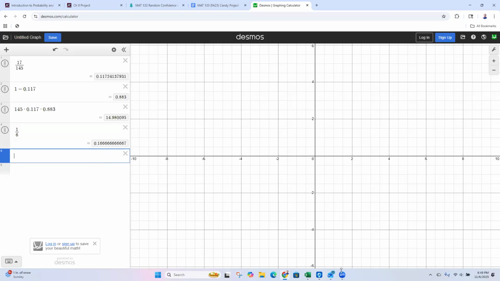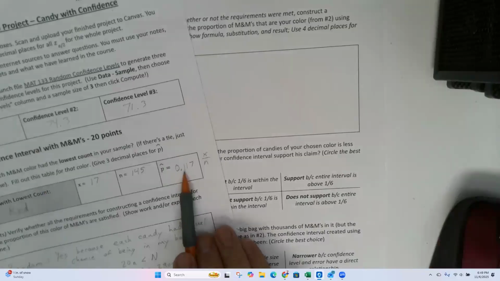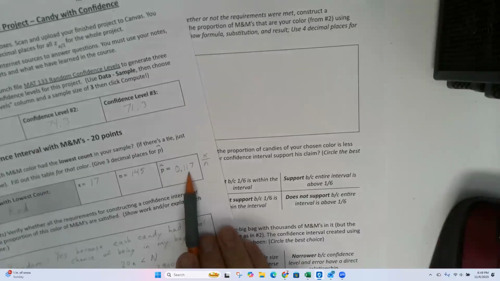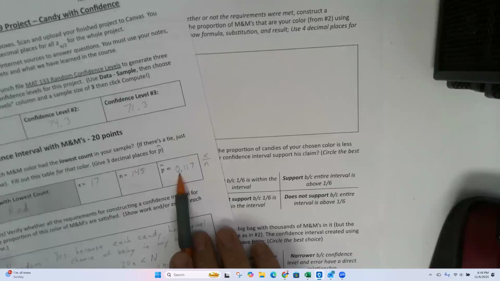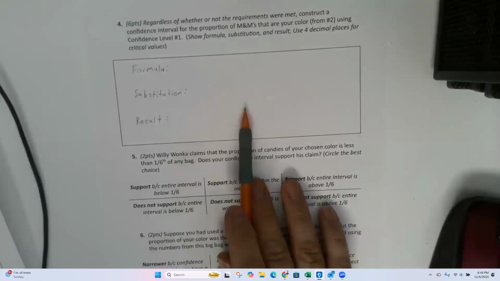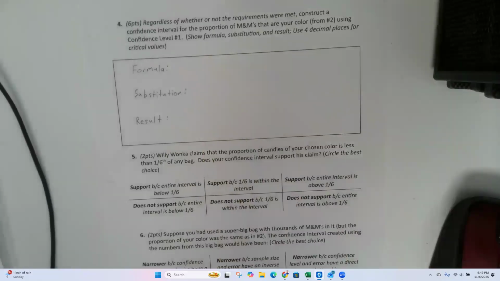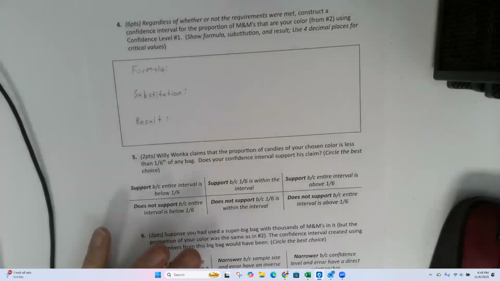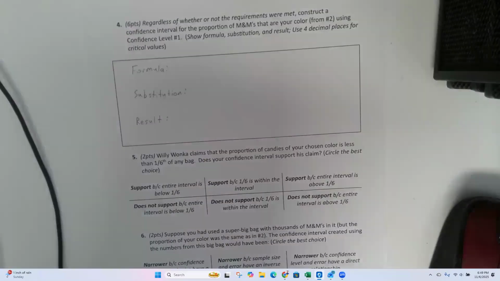So you can see, like I said, my number is not 0.1666. Yours is probably not either. That's okay. So when we're building the confidence interval, we're hoping that 0.1666 is somewhere in that interval. Maybe it will be, maybe it's not. Let's find out. So first of all, the formula for this, you'll find that on page 259.